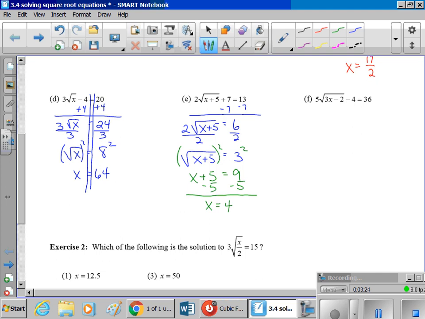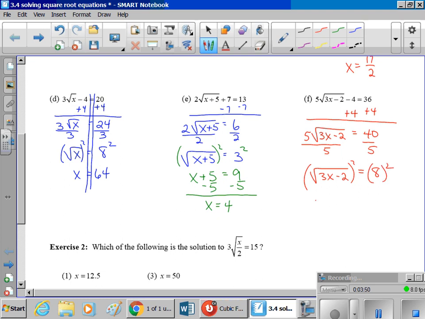Moving on to F. Move the 4 over first. So we get 5 rad 3x minus 2 is equal to 40. Divide both sides by 5. You get rad 3x minus 2 is equal to 8. Square both sides. And we get 3x minus 2 is equal to 64.